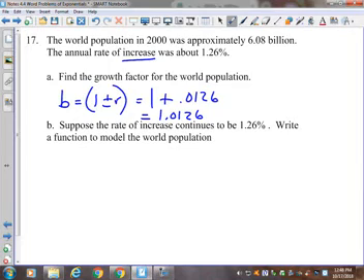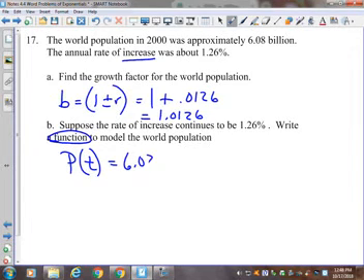Suppose the rate of increase continues to be that, write a model for the world population. So P of T, we got to do that function notation again because it uses the word function. And how much was the population when I started? 6.08 billion. How do I put billion in there? I don't. I just put billion, the word, on the answer when I get the answer.